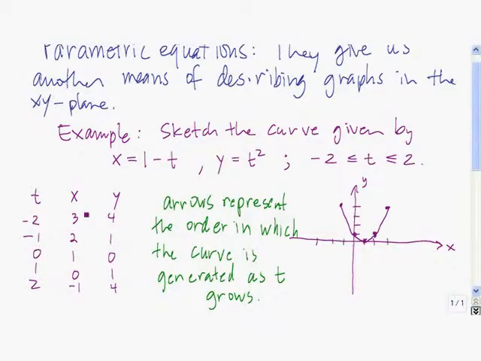So when t is equal to -2, we were at the point (3, 4). That's this point. Then when t is equal to -1, we're at the point (2, 1), which is this point. So we see that the curve is generated in this direction as t grows. So we draw these arrows to complete our graph of the curve. The arrows tell you the direction in which the curve is generated as t increases.